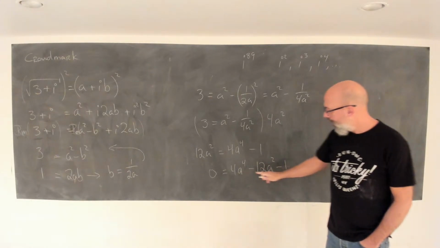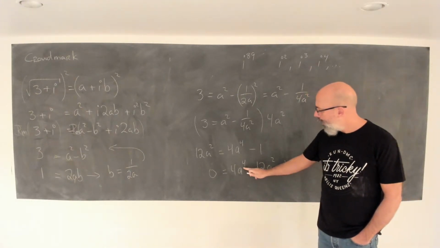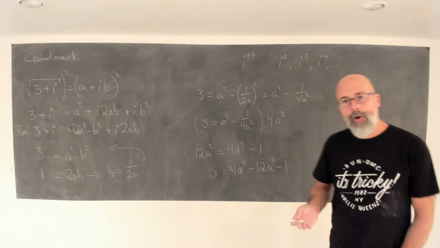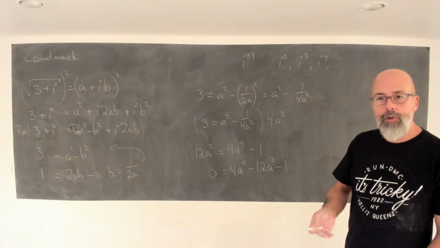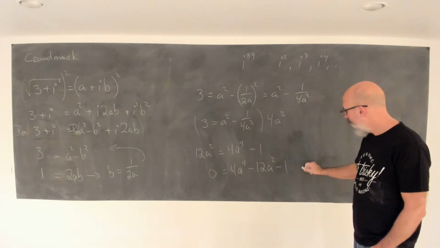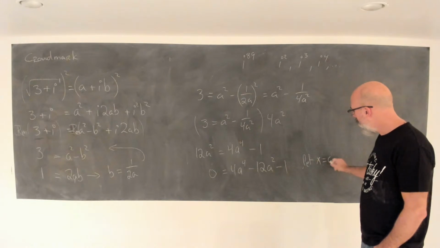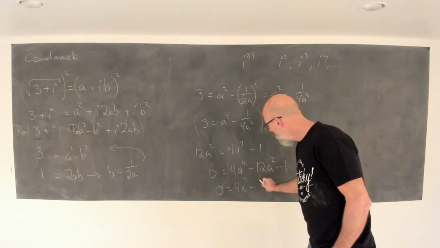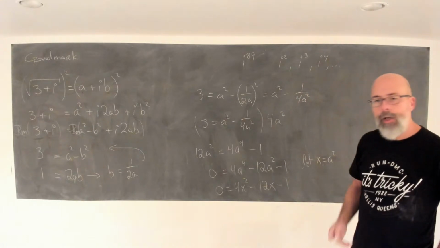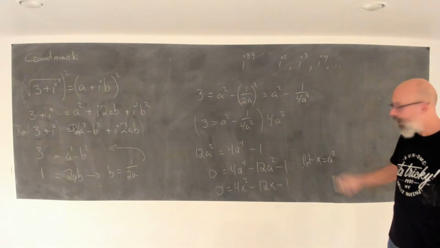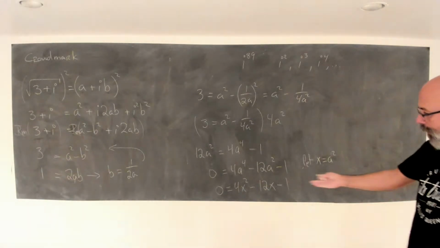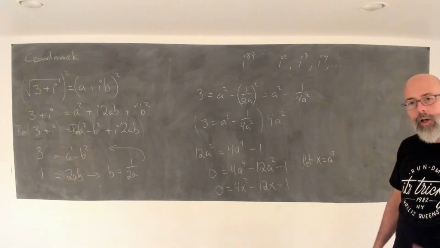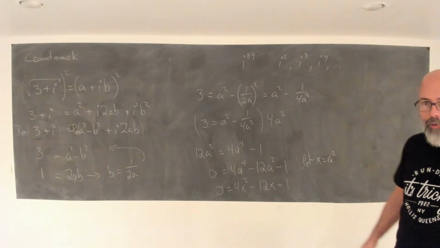And here, you're thinking to yourself, this is a polynomial of degree 4, but you only have a to the 4 and a squared. It's really a polynomial of degree 2 in a squared. So in other words, if you let x be a squared, this becomes 4x squared minus 12x minus 1. It's a quadratic in a squared. You can try to factor that. If you can, you're good to go. If you cannot, since it's a quadratic, you can always use the quadratic formula.